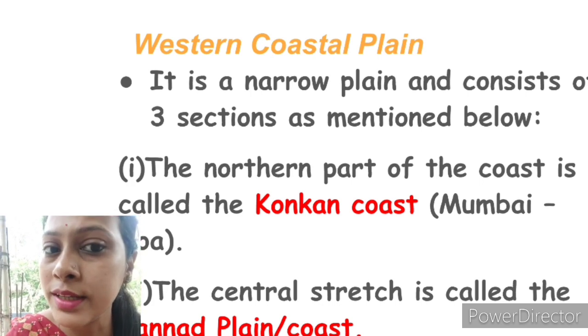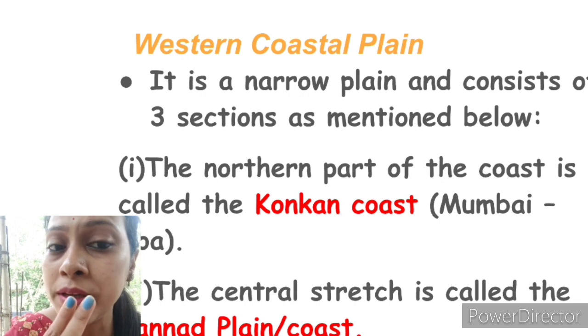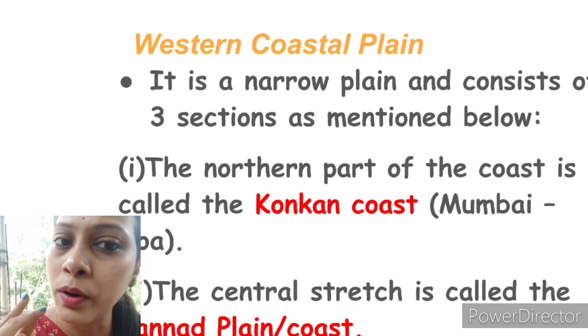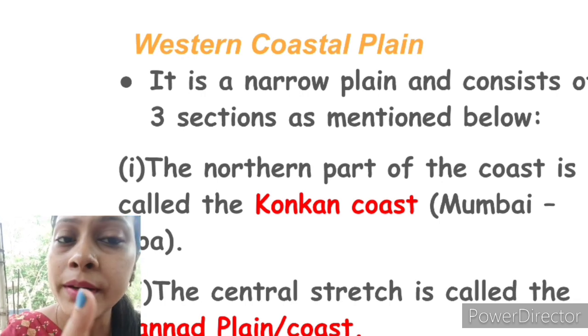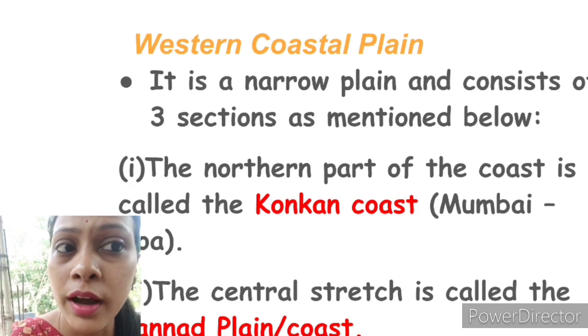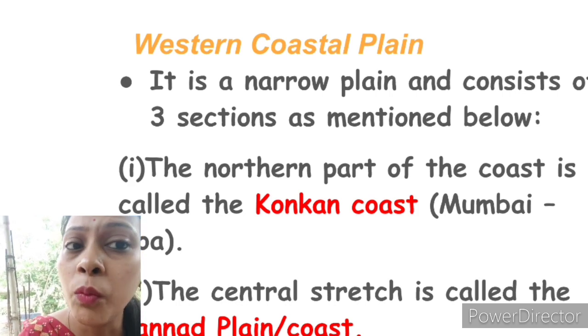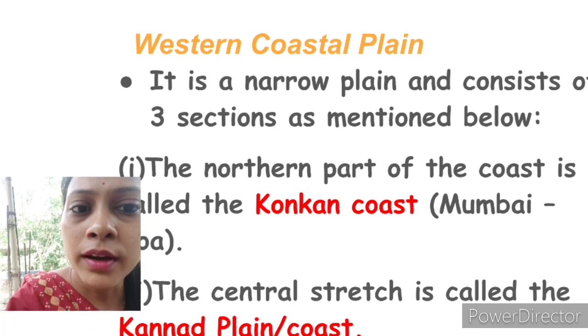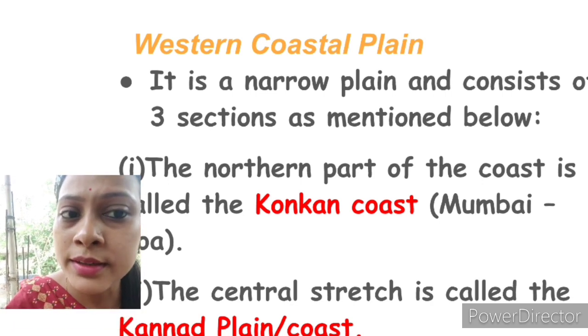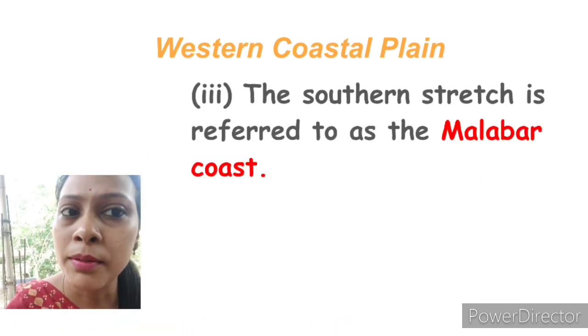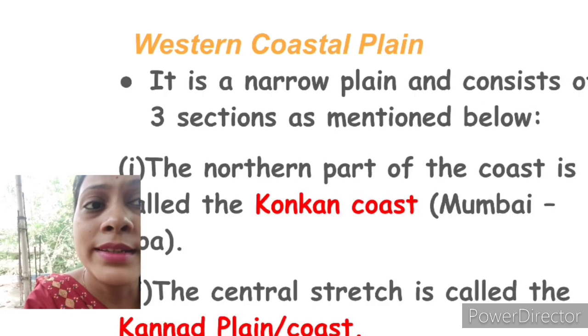Though the Eastern Coastal Plain was divided into 2 major sections, one is Northern Sircar and another one is the Coromandel Coast, this one is divided into 3. How many sections? 3 sections. One is Konkan Coast, another one is Kannar Plain, and another one is Malabar Coast. Now where do these lie?